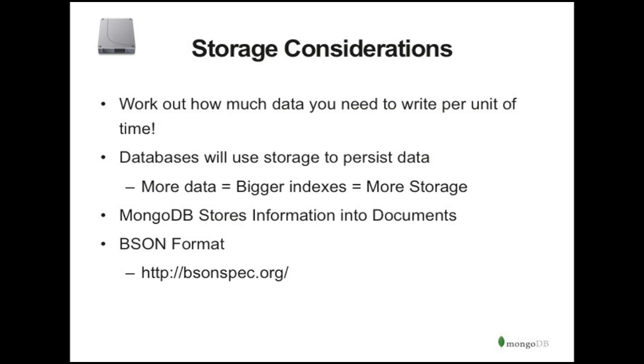So we need to work out how much data we need to write per unit of time. This will define basically the number of operations that we are going to throw down to the storage and persistency layer to make sure that our database keeps up with the throughput rate. More data generally means bigger indexes, which then requires more storage. And don't forget one thing: MongoDB stores information in documents, so we store the full structure of the document every time we use it. So think about that when you're defining your schema design to store your information.